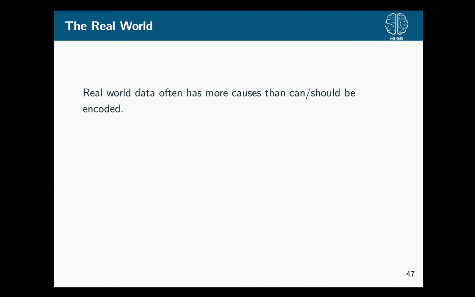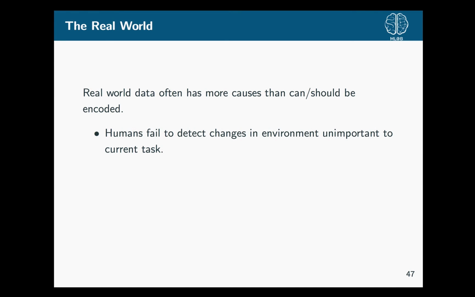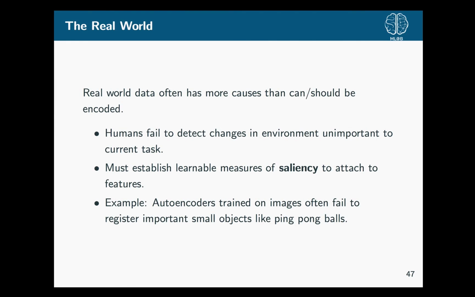But the problem is that there are way too many causes for why things look the way they do in real life. Even for us when we're doing perception-based tasks, it's really hard to pay attention to everything at once. And so you have to figure out what is really important and how to weight different causes. This is an idea called saliency.